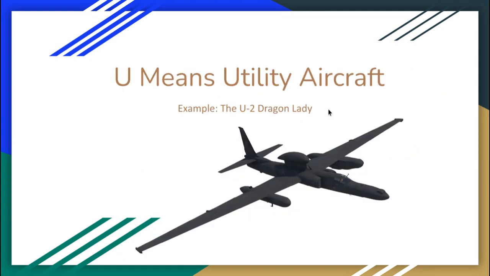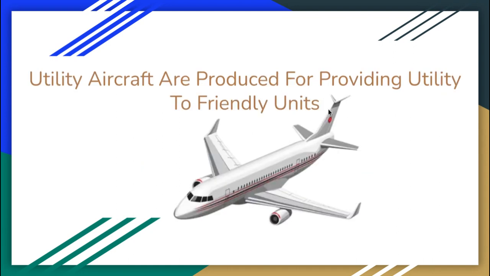U means utility aircraft, and my example is the U-2 Dragon Lady. And fun fact, the U-2 Dragon Lady isn't really a utility aircraft, but it was classified as that to hide information because it was a very secretive project. Utility aircraft are produced for providing utility to friendly units. So they'll provide things kind of like a tanker, you get the point.